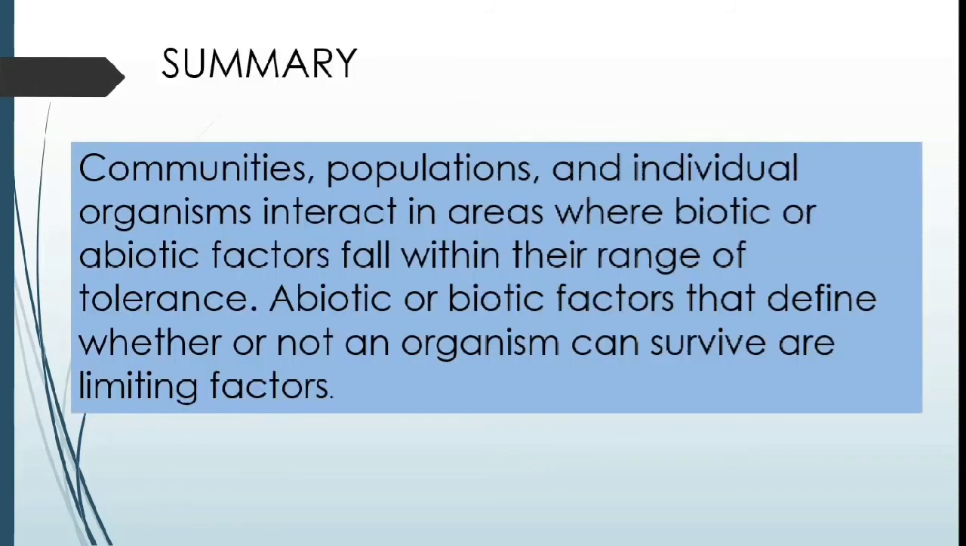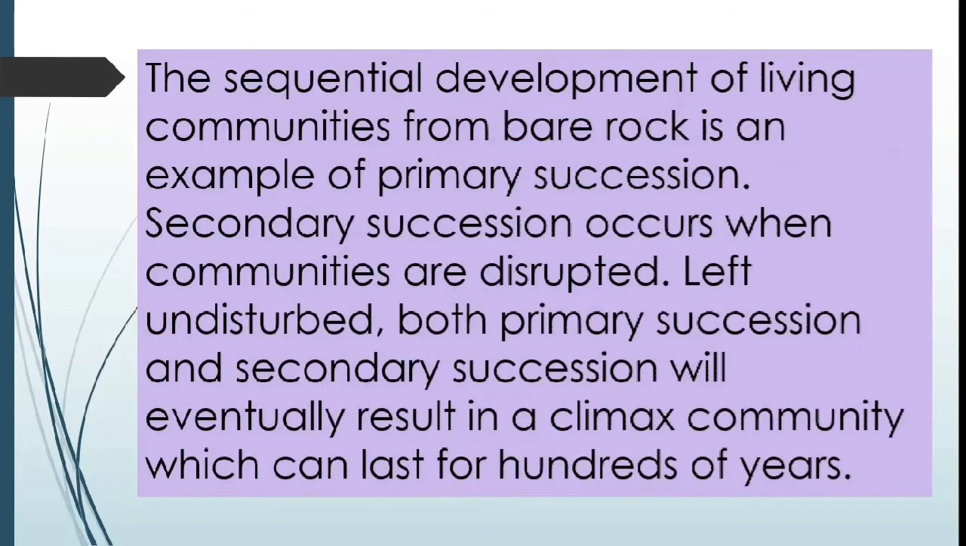Now, let's make a summary of the main points from this lesson. Communities, populations, and individual organisms interact in areas where biotic or abiotic factors fall within their range of tolerance. Abiotic or biotic factors that define whether or not an organism can survive are limiting factors. The sequential development of living communities from bare rock is an example of primary succession. Secondary succession occurs when communities are disrupted, but not destroyed. Both primary succession and secondary succession will eventually result in a climax community, which can last for hundreds of years.